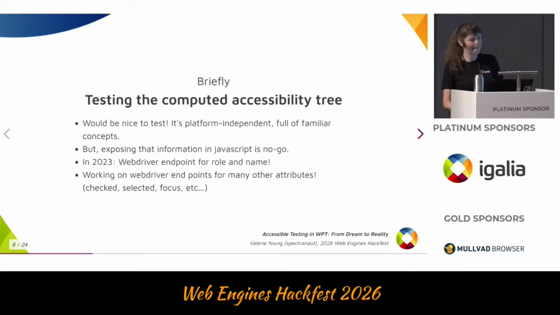Yes, so talking about testing the computed accessibility tree. It's something that for a long time people have thought that it would be really nice to have a way to test that tree that you can see in the DevTools, because it's platform independent, it's full of concepts that are familiar to website makers. But exposing that information to JavaScript is basically a no-go. People have tried, but it's just too computationally expensive to spin up the accessibility tree to get that information and serve it there. Luckily, people found a way around that, well, as best they could.